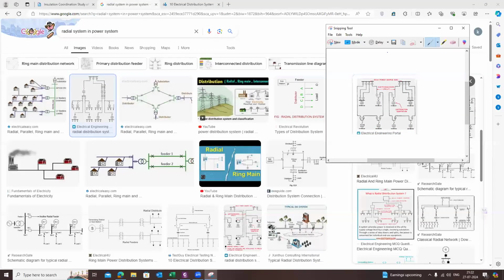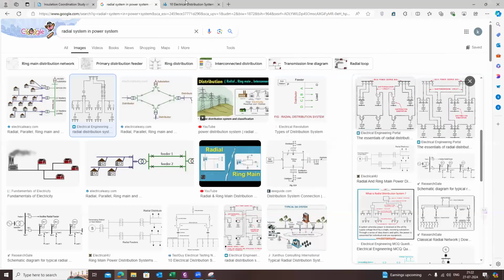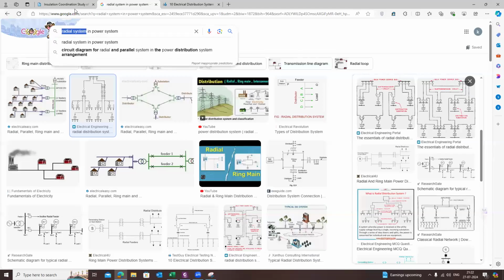Sir, another you are open Google page, so mention can electrical distribution system, sir. So kindly you easily show the another system also, sir. Yeah.